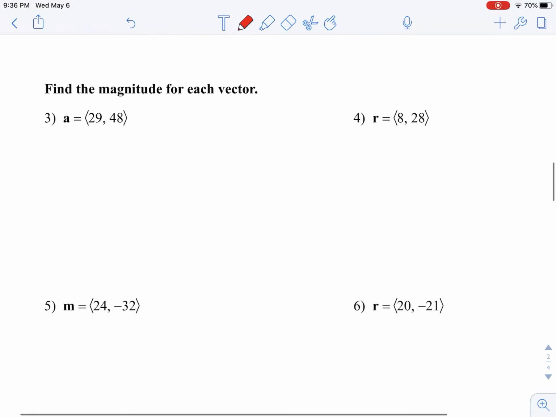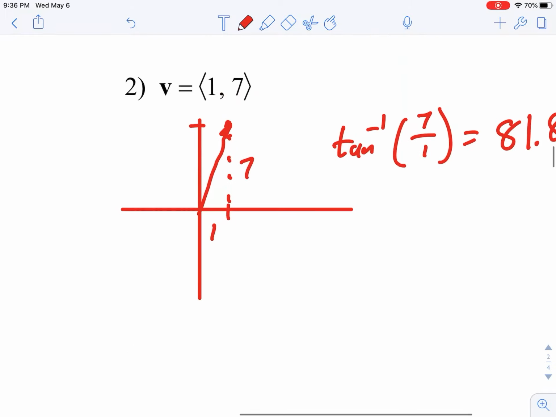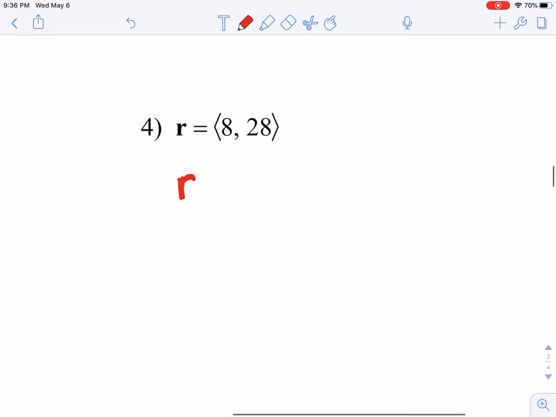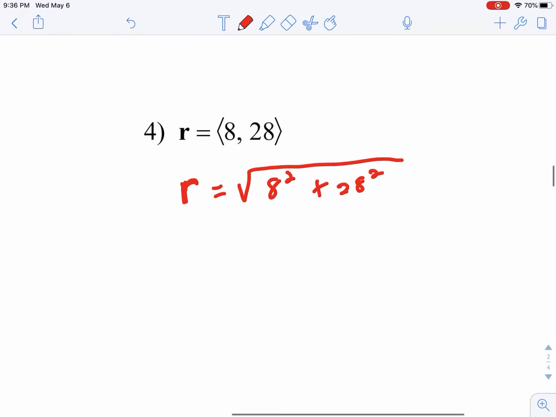Okay, back to the main point of the lesson, which is magnitude. So here is R. Can I do a cursive R? Boy, my cursive is awful. Let's just make this something like that. Okay, so square root. We don't have to do y2 minus y1, x2 minus x1, just 8 squared plus 28 squared. Guess what? I need a calculator again because I can't do this without.